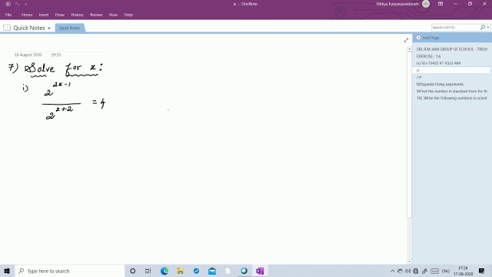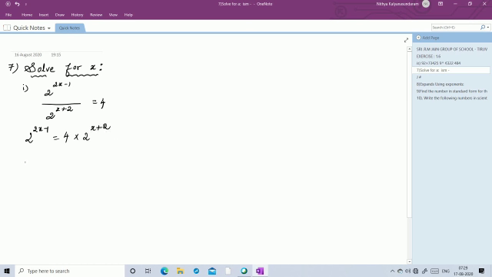Next question, solve for x. Here you want to find the x value. See here, 2 power 2x minus 1 divided by 2 power x plus 2 is equal to 4. So this is division. If we are moving that side, it should be multiply. So 2 power 2x minus 1 is equal to 4 into 2 power x plus 2.